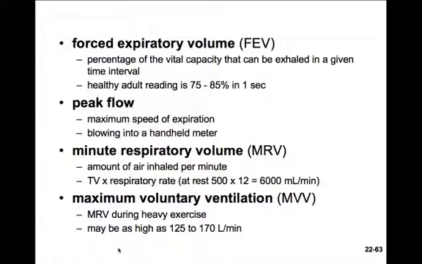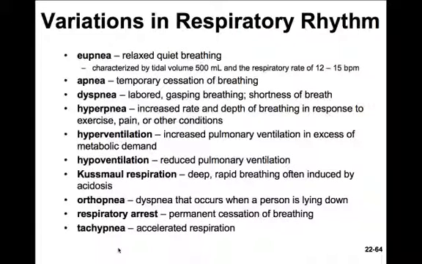Here are a few different measurements. Our peak flow is the maximum speed of expiration. We measure that by blowing into a handheld meter. There's also minute respiratory volume. This is the amount of air that we inhale per minute. It's the tidal volume times the respiratory rate. And then maximum voluntary ventilation. This is during heavy exercise. It can be as high as 125 to 170 liters per minute in a very fit individual.